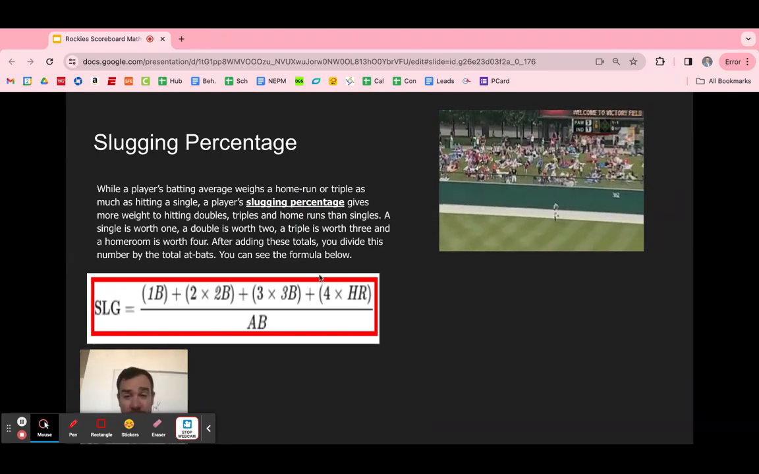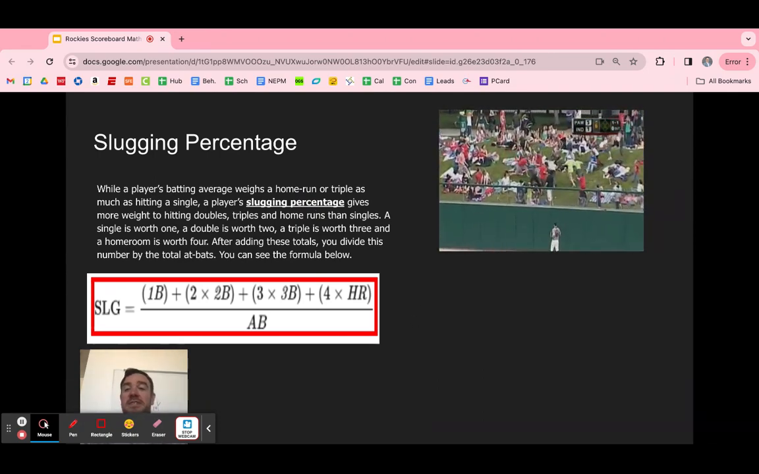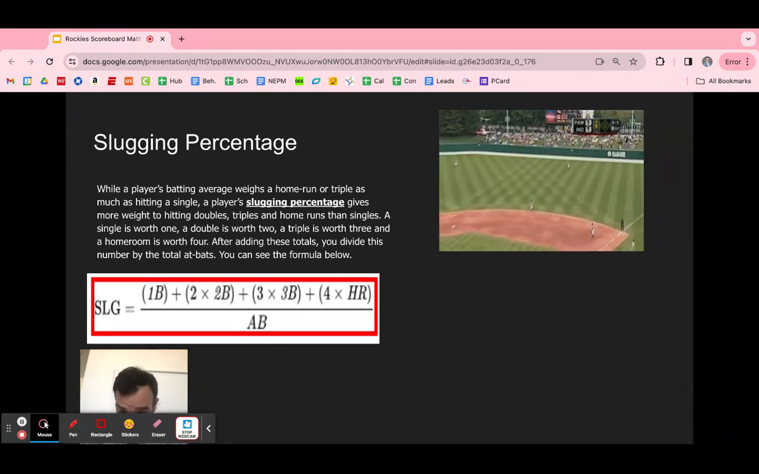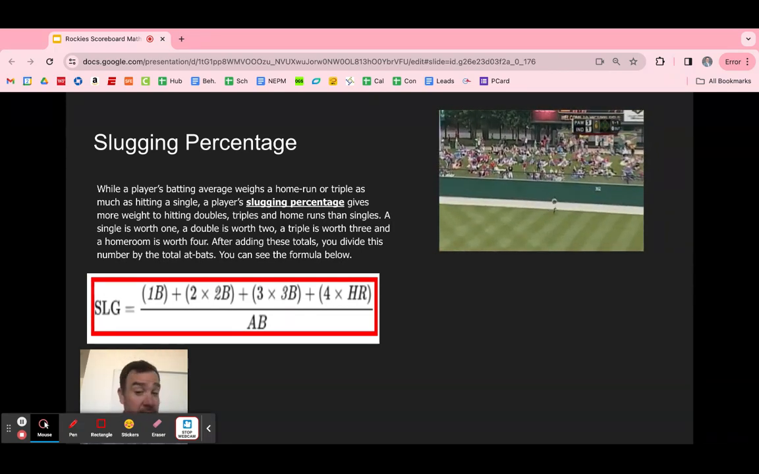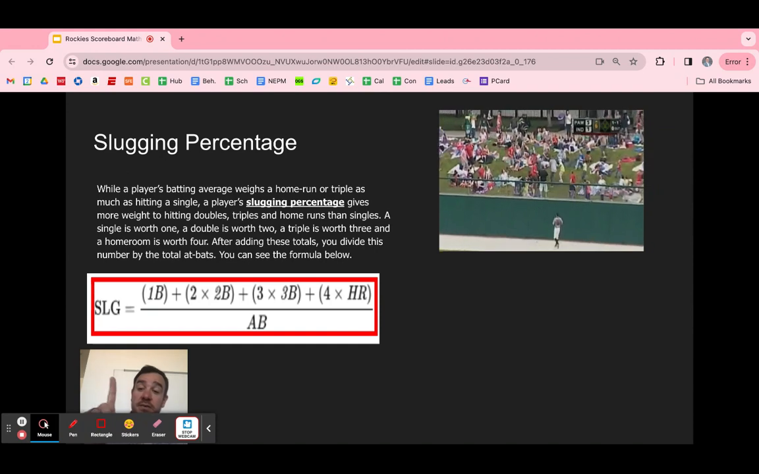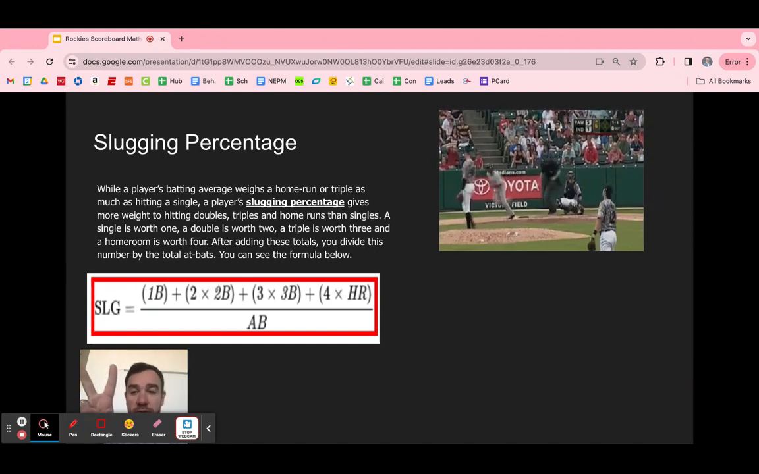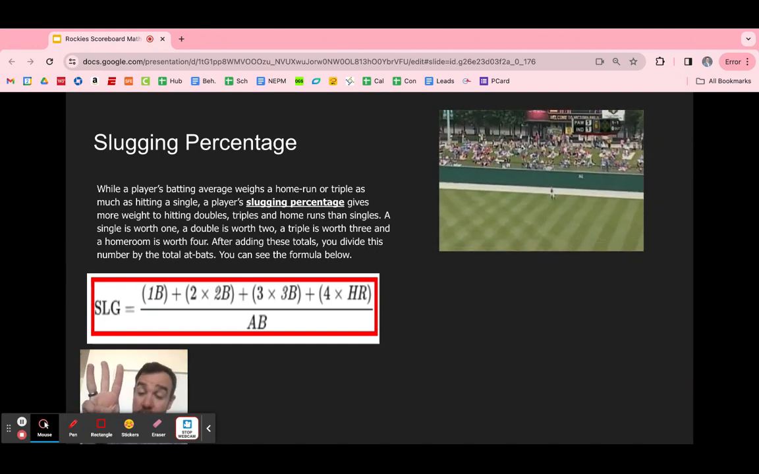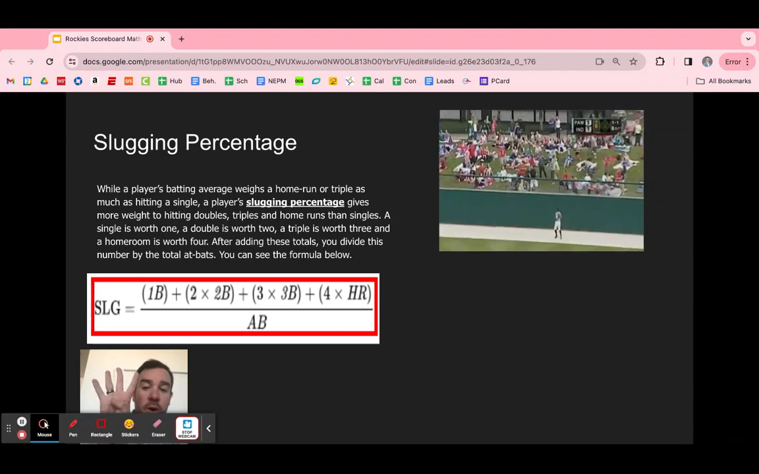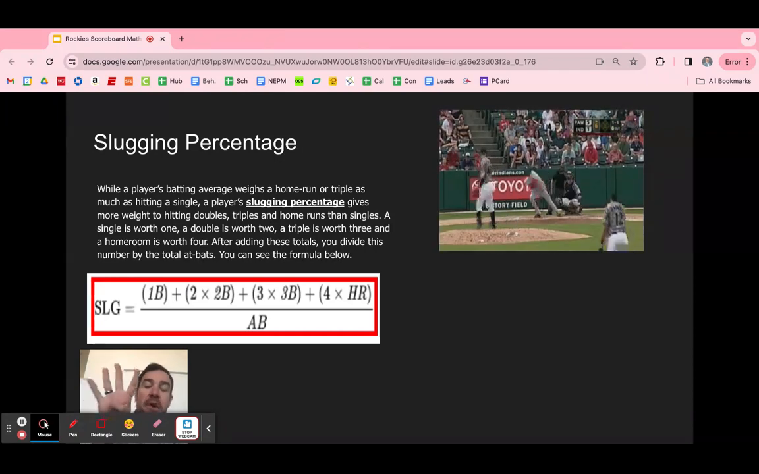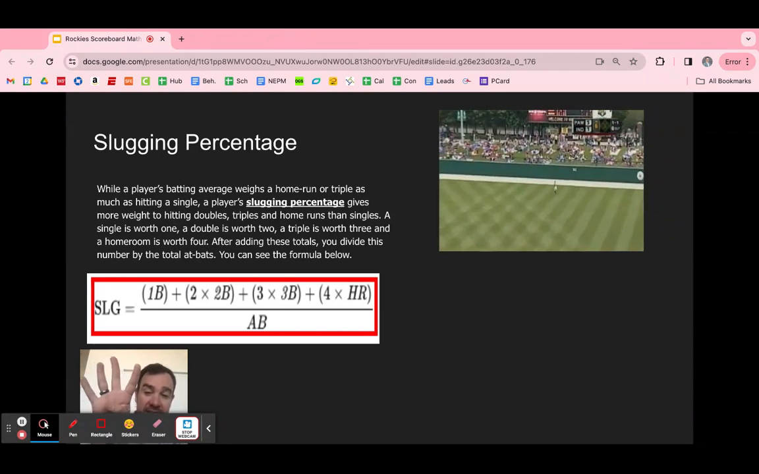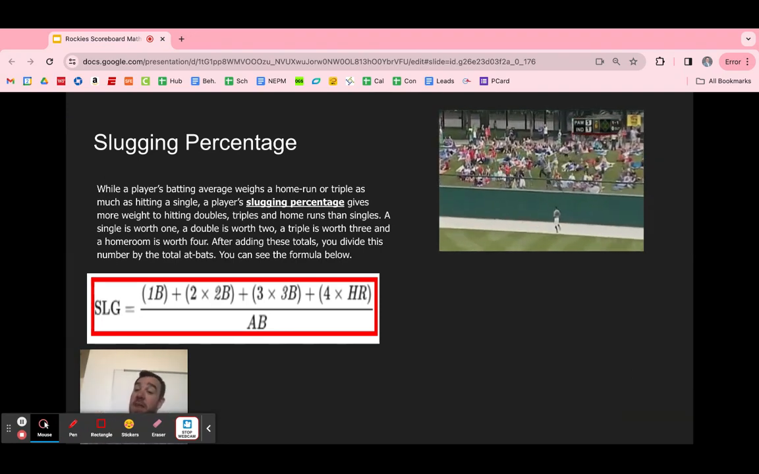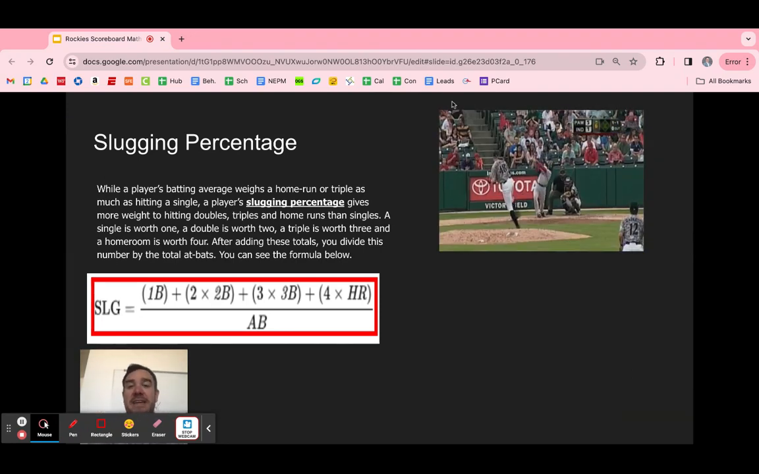And there is a formula that we use to find what someone's slugging percentage is. That formula divides by at-bats, but it gives singles 1 point. It gives doubles 2 points. It gives triples, you guessed it, 3 points, and home runs 4 points. You add up all the value that a player has, divide by the at-bats, and now that slugging percentage is going to be higher than their batting average.